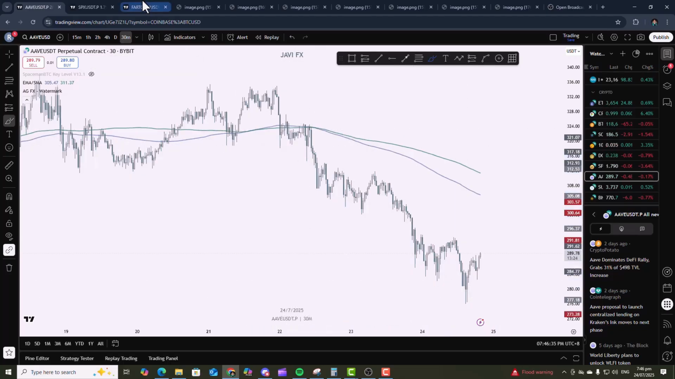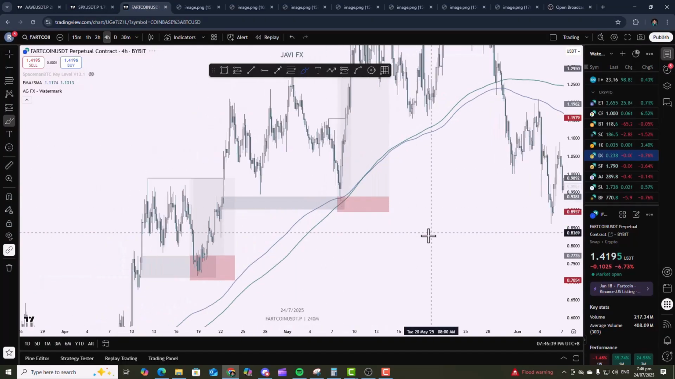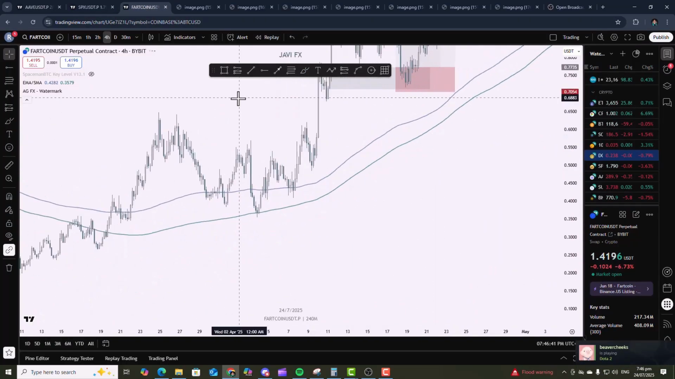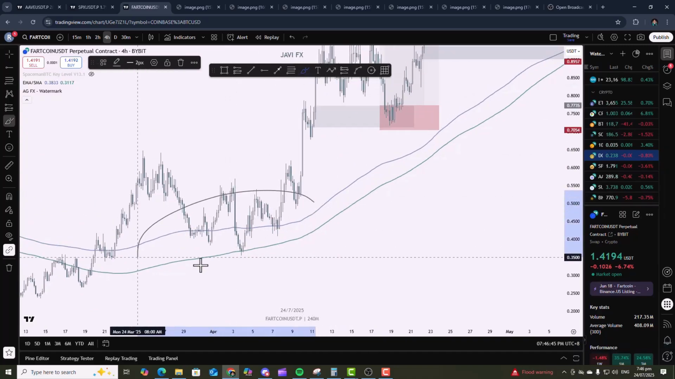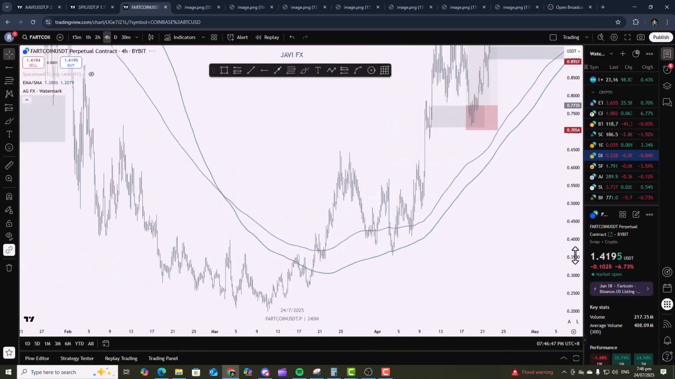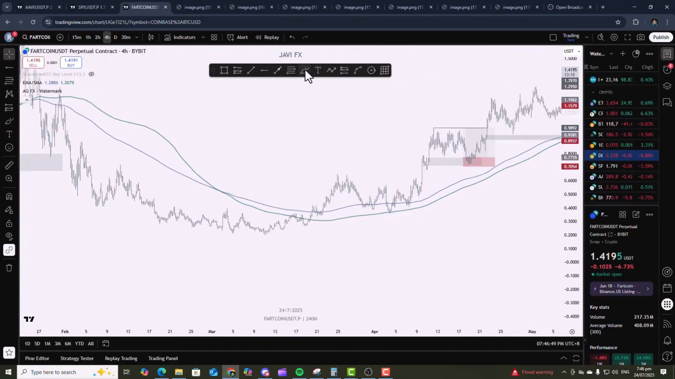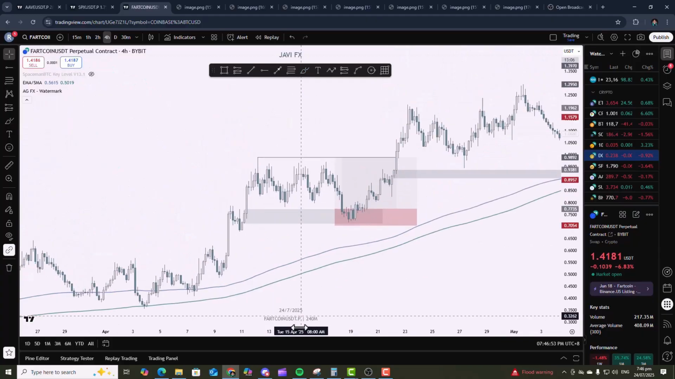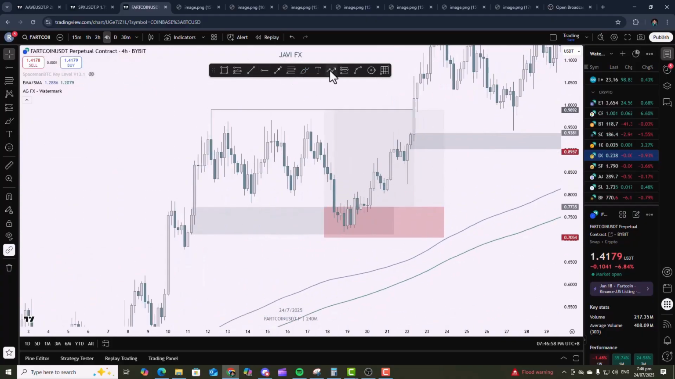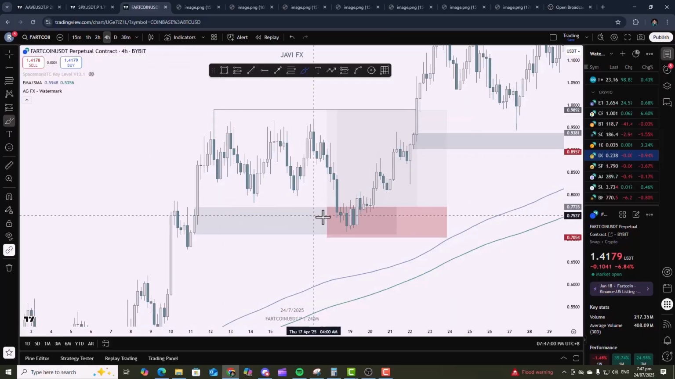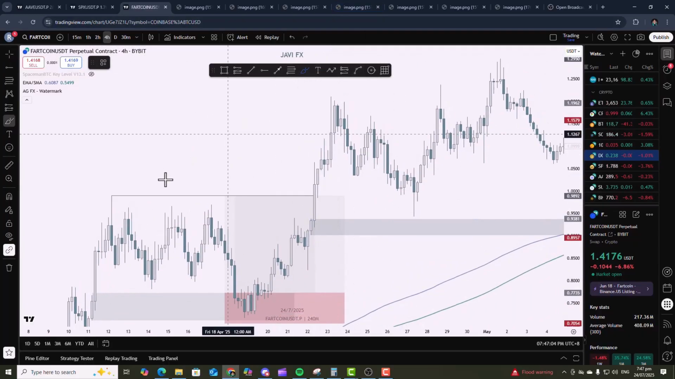Okay, let's move on. Fartcoin. So over here, we flip, right? We flip the moving average here. So now we're very bullish. So if we use the demand zone, pretty good, pretty good. Okay, so we get another break of structure.